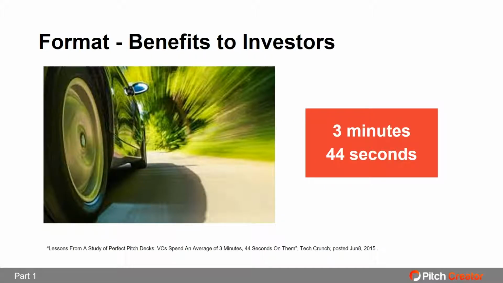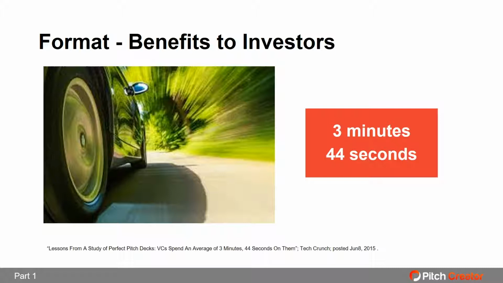The format of the investment summary also has some benefits to investors. They're all about speed. Venture capitalists, on average, spend 3 minutes and 44 seconds reviewing a pitch, according to an article posted on TechCrunch. As discussed earlier, the investment summary is the pieces of the business plan investors care most about in an order that makes sense to investors in a format that's very easy for them to scan and understand quickly. By using an investment summary as your README pitch, you can easily convey information to investors that's important to them to make a decision in under 3 minutes and 44 seconds.